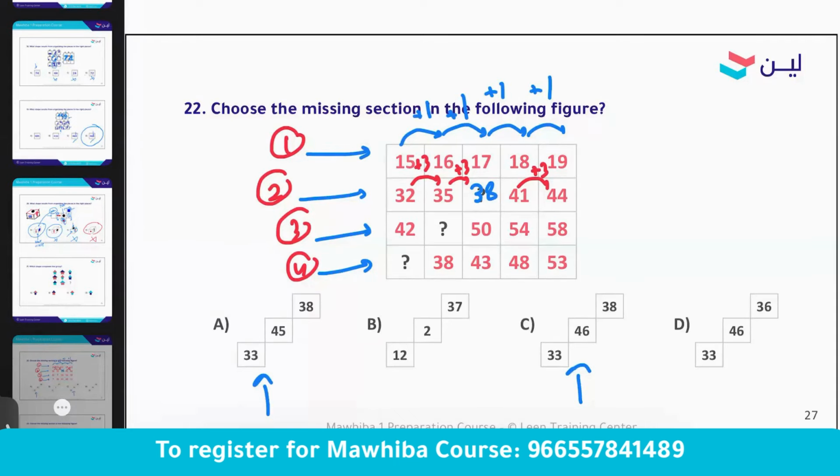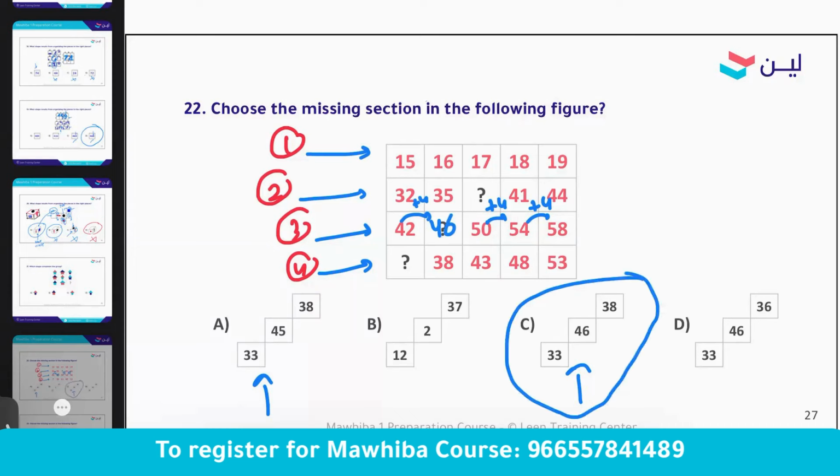Let me go and examine row number 3. Let me remove the extra work over here so you can stay focused. Here is 42. I don't know how much to add. Let me examine the next number. From 50 to 54, we add 4. From 54 to 58, we add 4. Does this mean we add 4s over here? It could be. How much is 42 plus 4? It's 46. Does this align with one of my answers? Yes, it aligns with C.